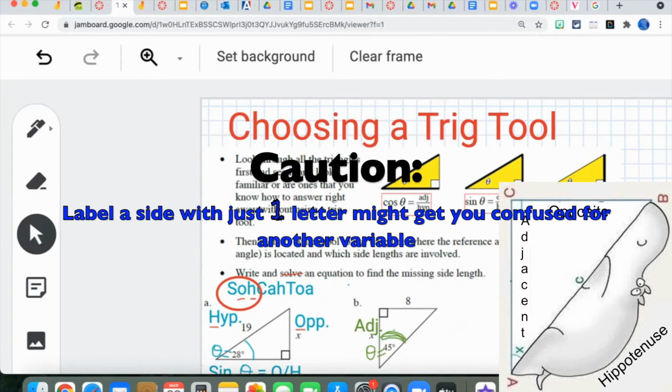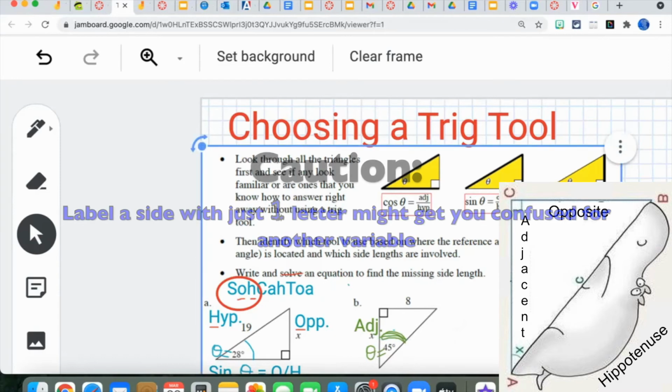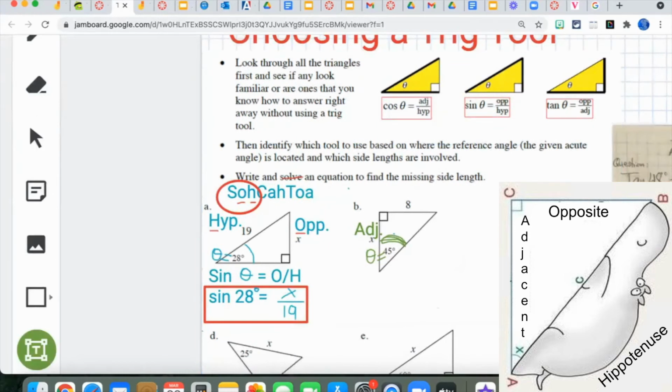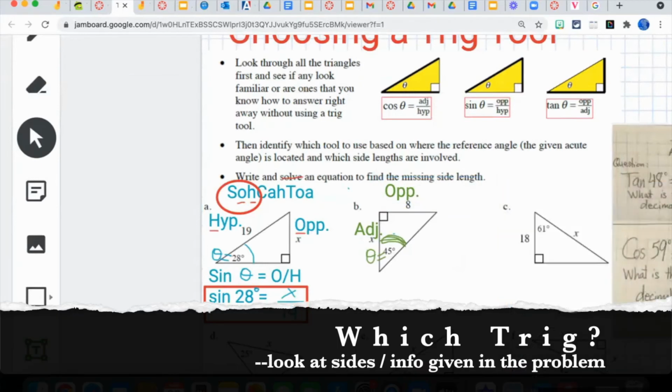The number 8 here is the side that doesn't make this angle. So we call this number 8 opposite side. We have adjacent side, we have opposite side, we have the angle.